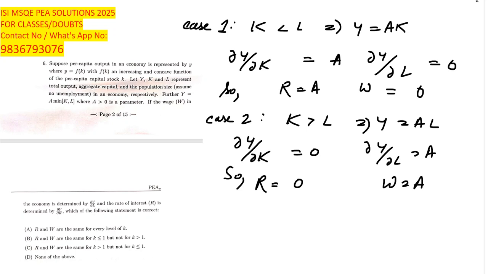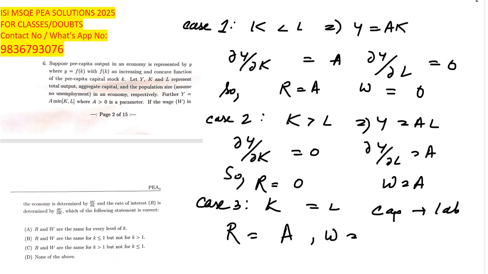Okay, now we have case 3. What is my case 3? That is K equal to L. So at the kink point, where K is equal to L, the function switches from capital limited to labor limited. And at this point, both partial derivatives exist but it may be non-differentiable. So the marginal product of each is A, so R will be equal to A and W will be equal to A.